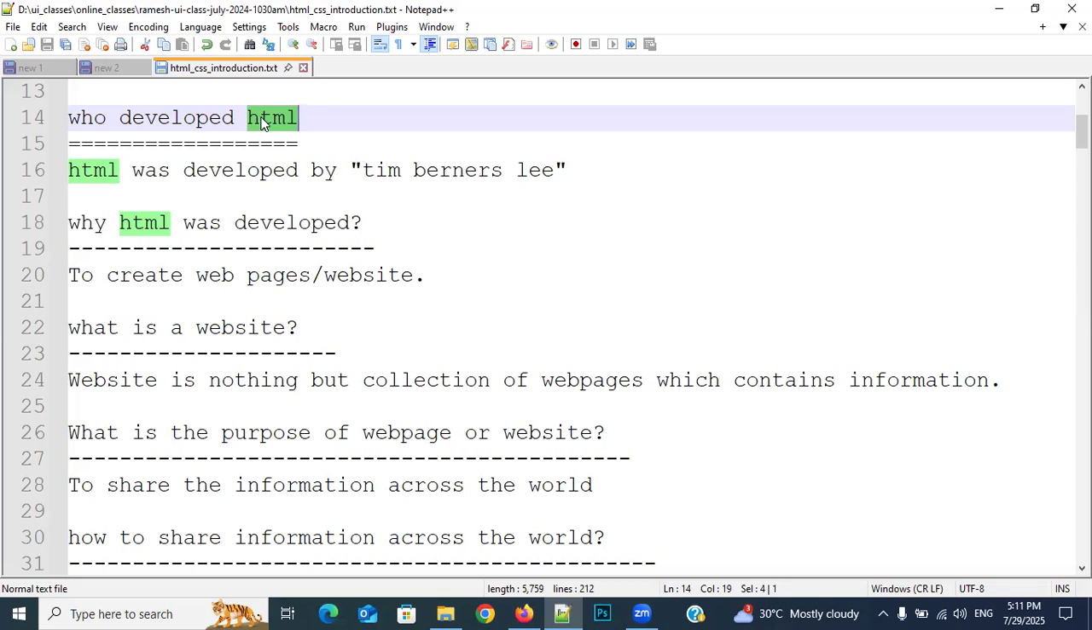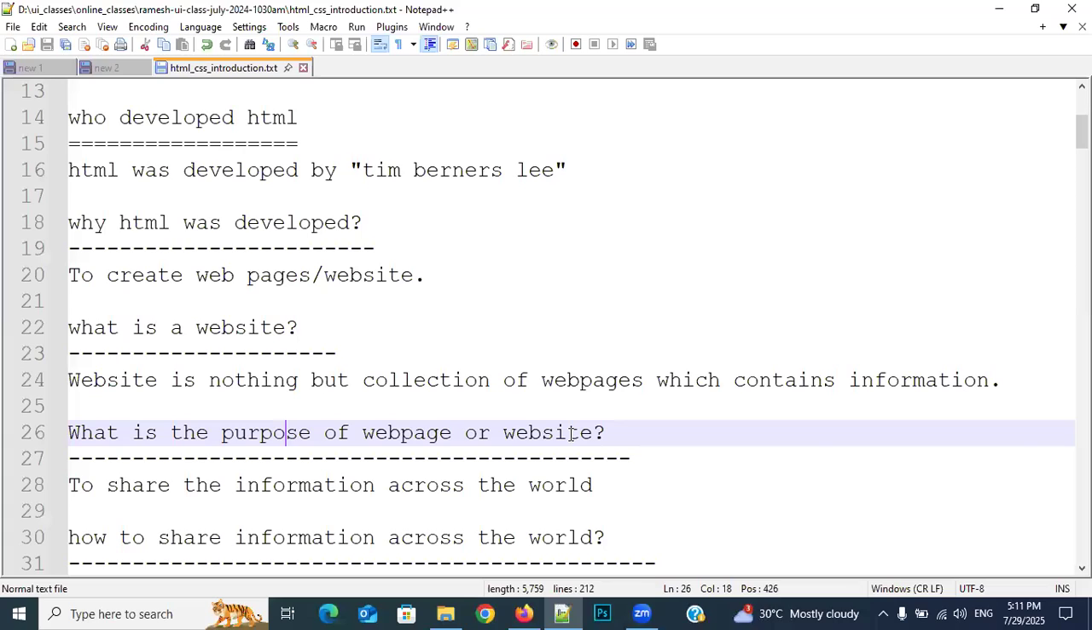Yes. Right. Then what is the purpose of a web page or website? To share information across the world. So if you want to share information across the world, then we need to make a website or web application. Okay, everybody? Right.